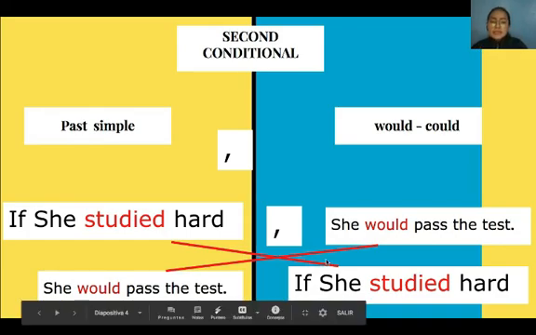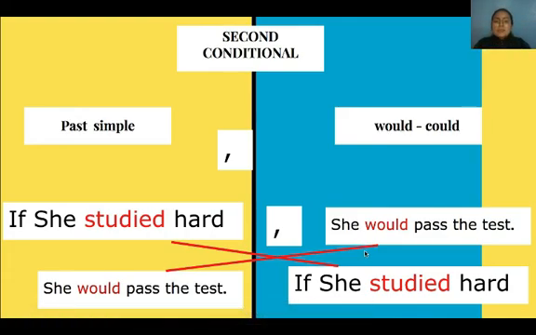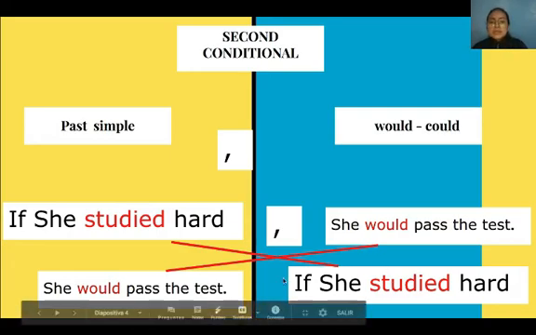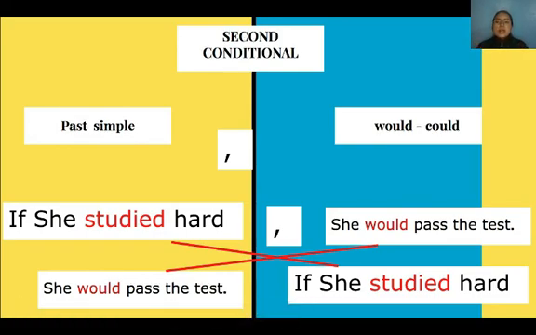And then, if you want to change the order, it is possible. You can do that. But you have to know that if you change the order, you don't use the comma when the sentence is using the modal would. Don't forget that. Remember, for the second conditional, you have to use past simple and the modal would.